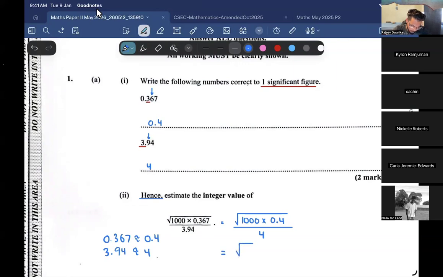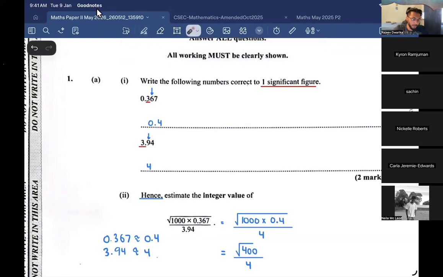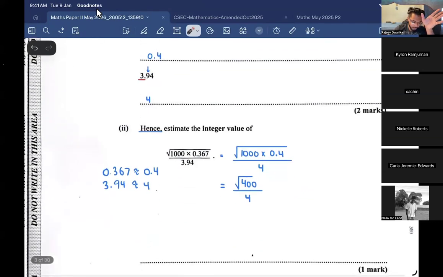400. 1,000 by 0.4, right? 400 again? No, that's correct. That's fine. Because if you're multiplying 0.4 by 1,000, I would shift my decimal place 3 spaces to the right. So 1, 2, 3, which should be 400. So you're right. And we have that over 4.